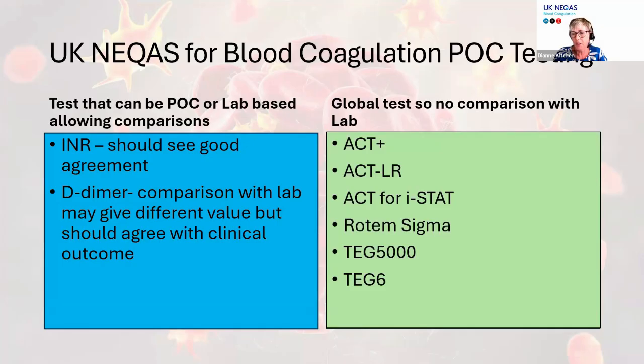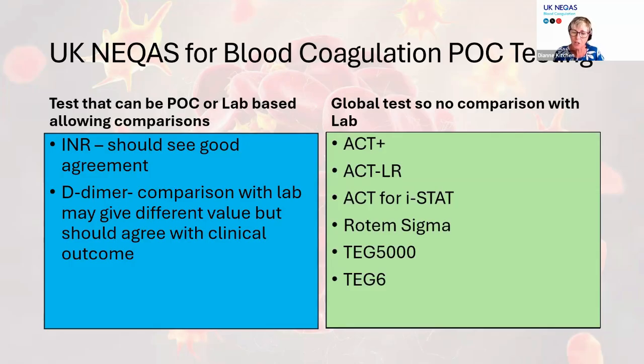So these are the tests that we do for point of care in blood coagulation. I've put them in separate boxes, because in the blue box we have tests that we can compare to the lab. So the INR, which you should get good agreement if you're comparing with your lab, and the D-dimer.